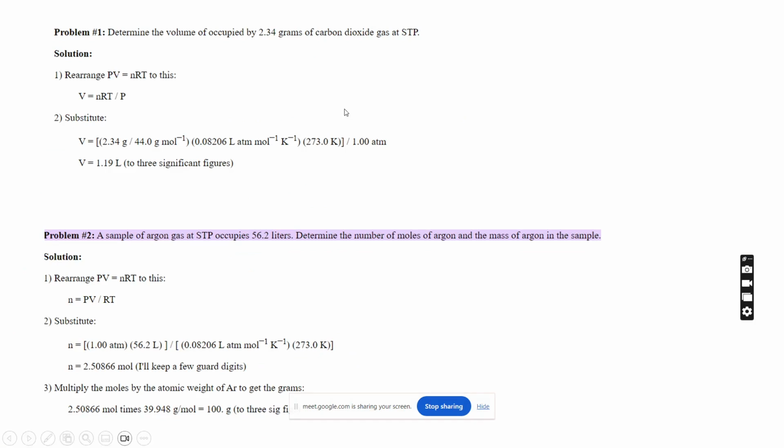First we will go to the problem. Determine the volume occupied by 2.34 grams of carbon dioxide at STP. Here we know the ideal gas formula, PV equals nRT. From there you calculate the volume V, which is equal to nRT by P, and substitute the values to get the answer, volume in liters. Please do it first, then we will go to the other problem.